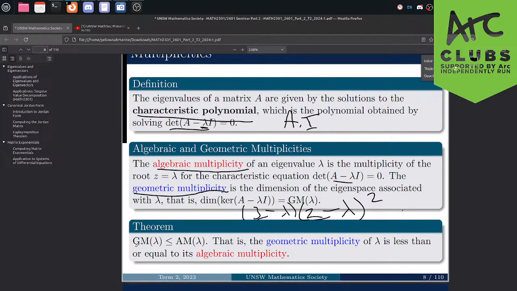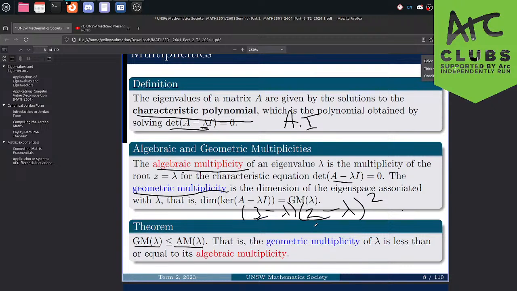However, note that the geometric multiplicity is different from the algebraic multiplicity. The geometric multiplicity is the dimension of the eigenspace. It'll always be less than or equal to the algebraic multiplicity, but we aren't guaranteed it's equal.